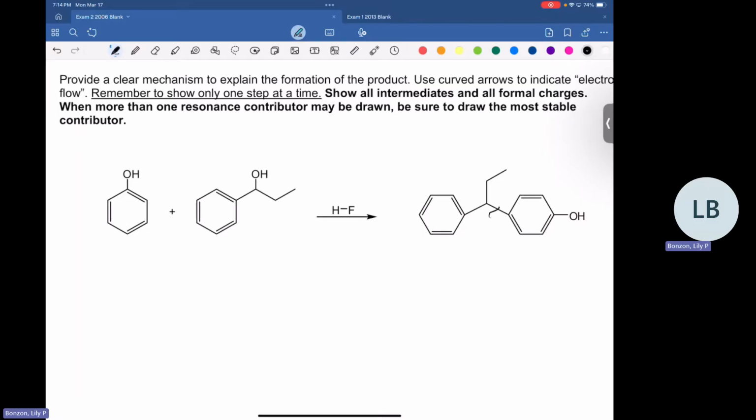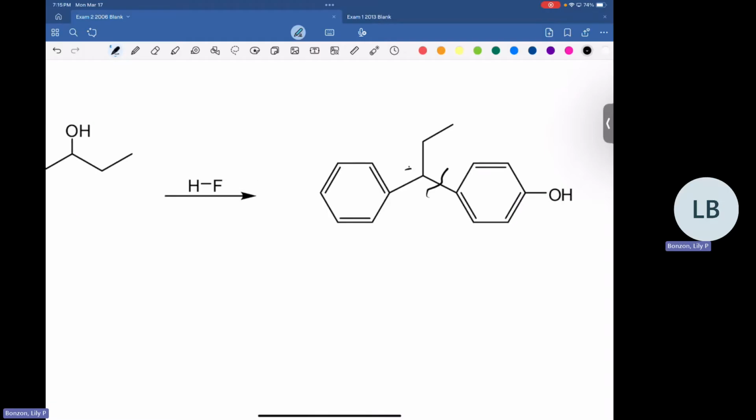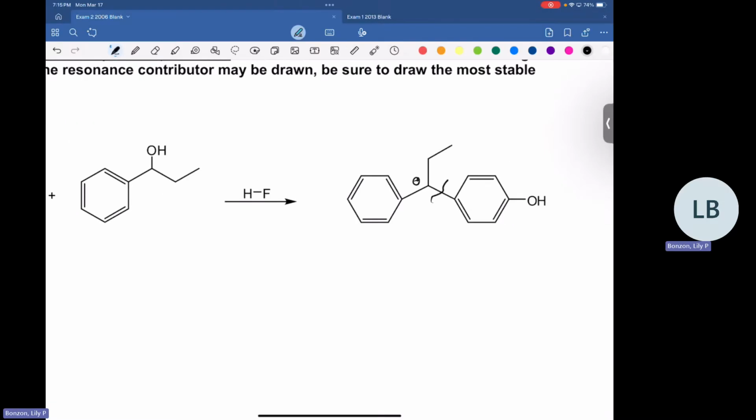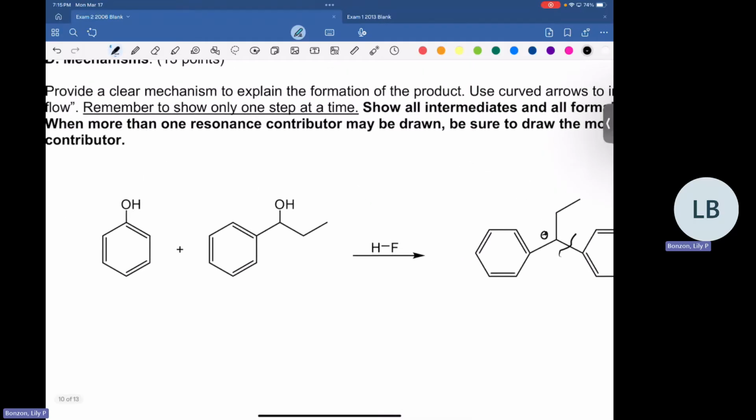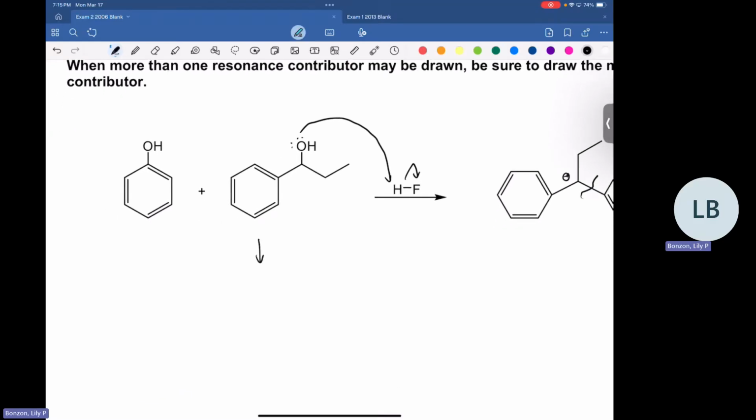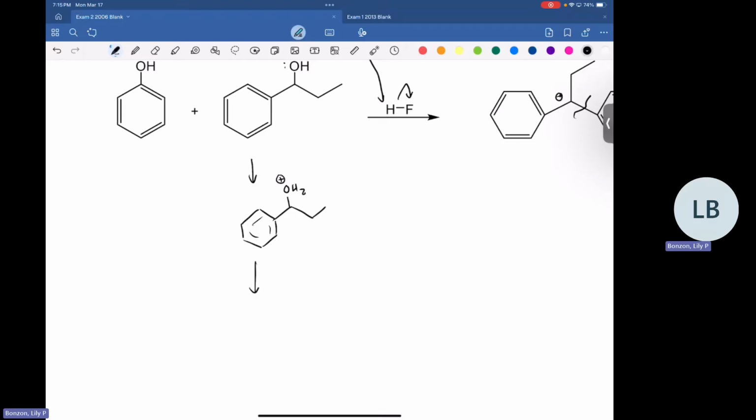You'll notice that we kind of attach our phenol to the other group at that carbon. So it looks like I'm going to want to form some form of positive charge there somehow. So what I'm going to do is I'm going to have this alcohol steal a hydrogen from the hydrofluoride. I'm going to get this OH2 now. So that makes that OH2 a good leaving group, and so that's just going to leave.